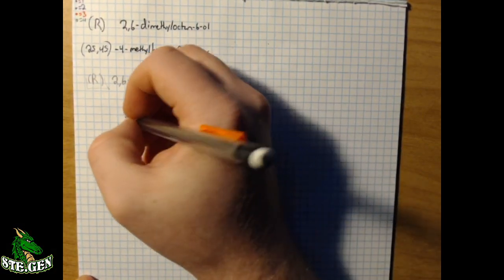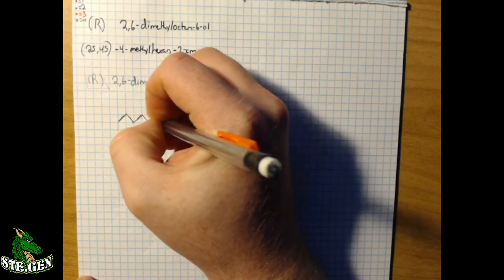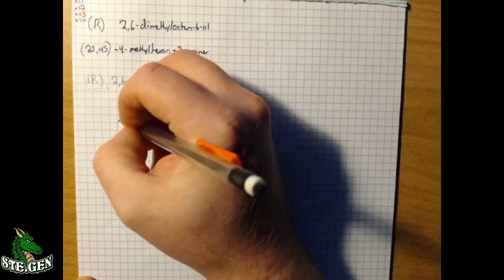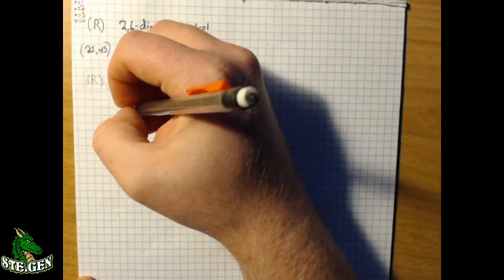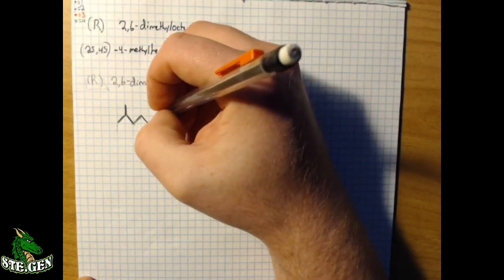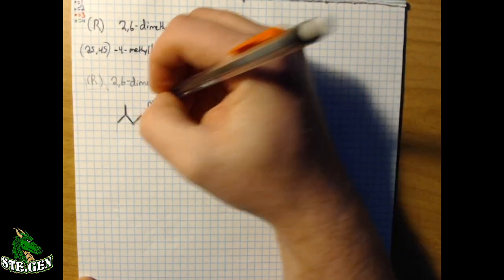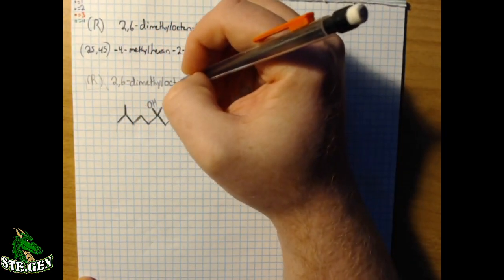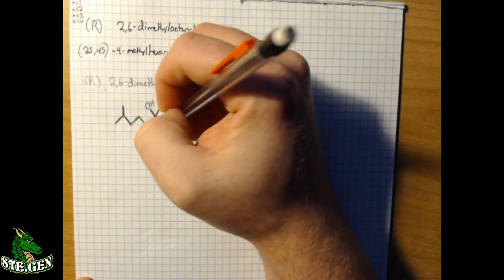So I have oct. Oct is 1, 2, 3, 4, 5, 6, 7, 8. There's my 8 carbon chain. On position 2, I'm going to put a methyl. 1, 2, 3, 4, 5, 6. I'm going to put a methyl, and I'm also going to put an alcohol. So that's 2, 6 dimethyl, octan, 6 ol. And again, 1, 2, 3, 4, 5, 6, 7, 8.